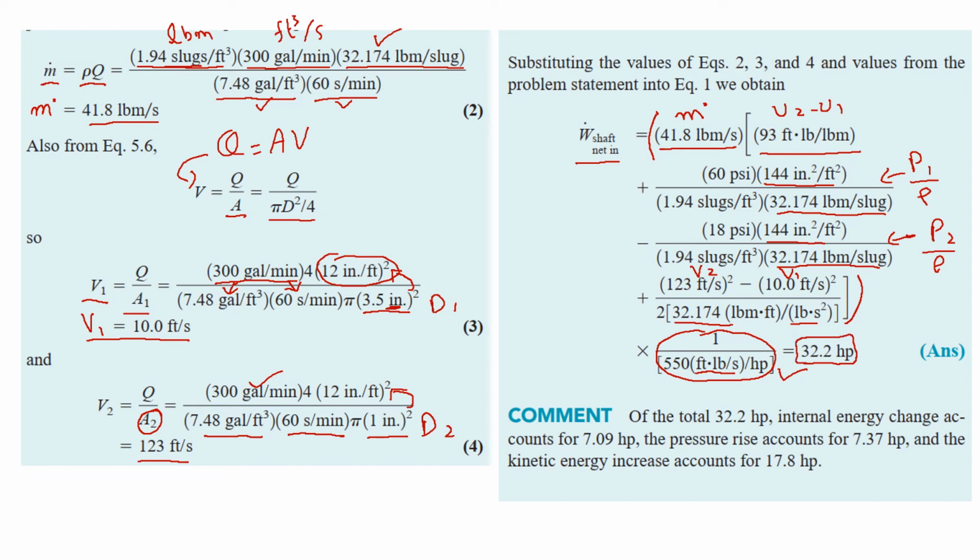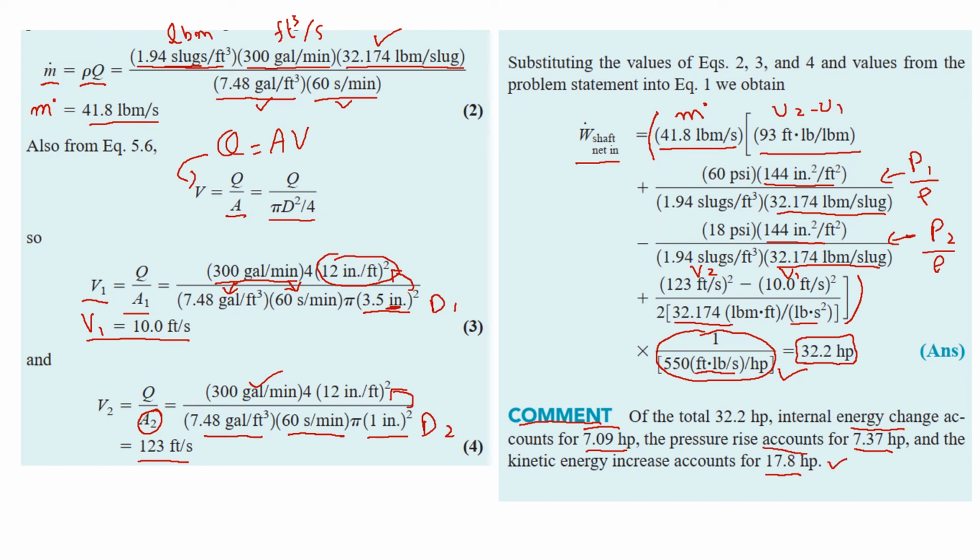and that will be equal to 32.2 horsepower. If you see the comment section, there is a very interesting comment that of the total 32.2 horsepower, internal energy change accounts for 7.09 horsepower. The pressure rise accounts for 7.37 horsepower, and the kinetic energy increase accounts for 17.8 horsepower. So the beauty of this energy equation is that out of the total 32.2 horsepower, we can see how much is going to the rise in the internal energy, how much to the rise in the pressure, and how much to the rise in the kinetic energy.